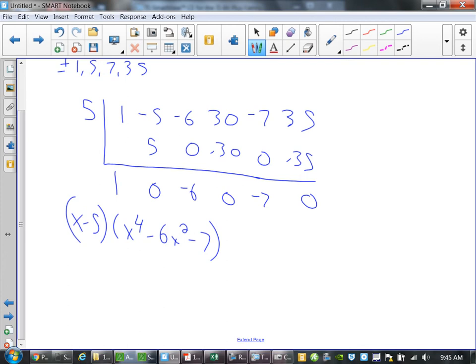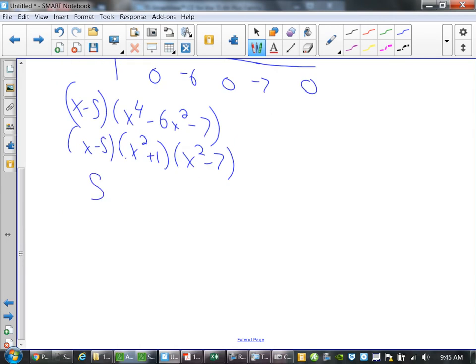What times what is negative 7 to get negative 6? I get plus 1, minus 7. So it's x squared plus 1, x squared minus 7. And now I can list out all of my possible zeros. I have 5, plus or minus i, and plus or minus root 7. That's the only reason why I use synthetic, because I can go right to a 0 and get something real quick. But what you did is not wrong.